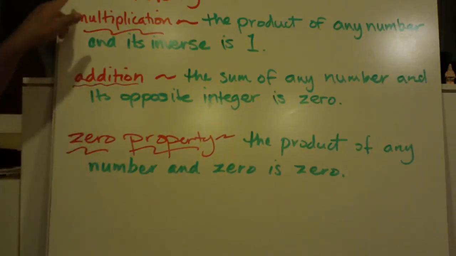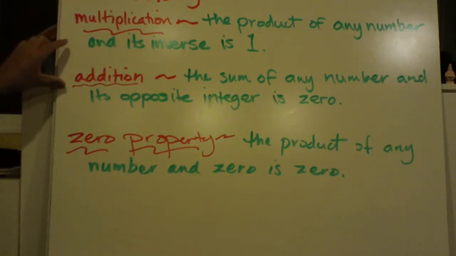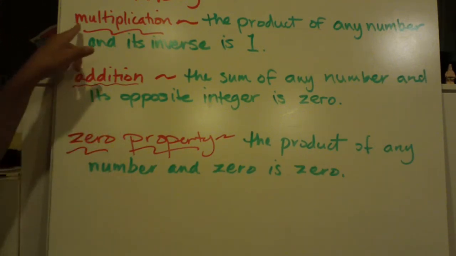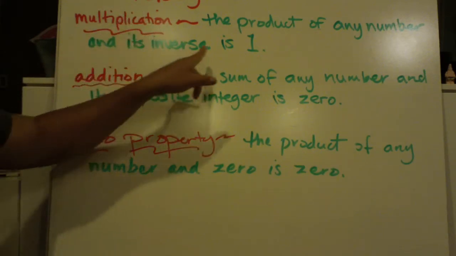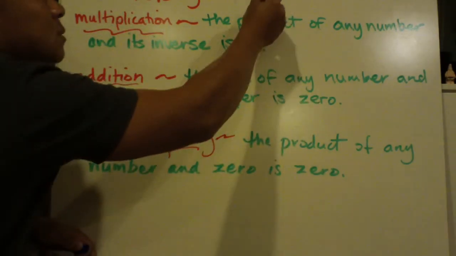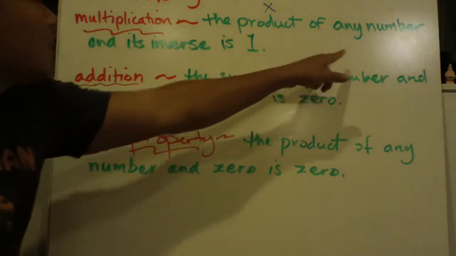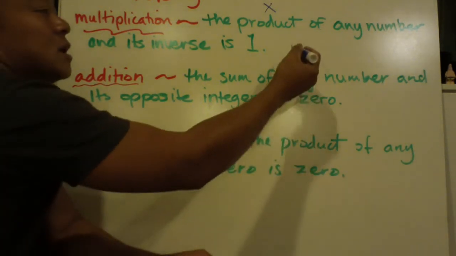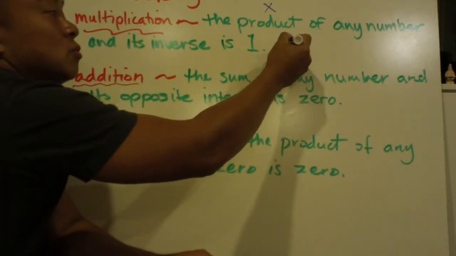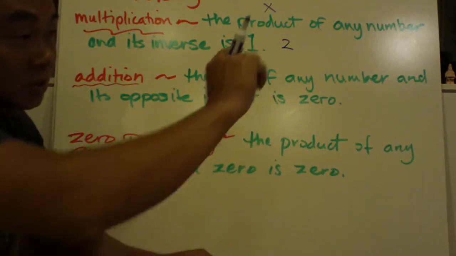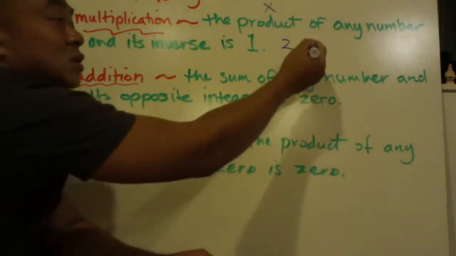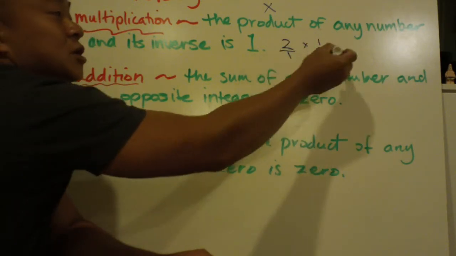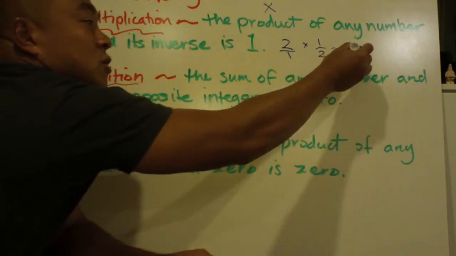Alright, now we got the inverse property, and again it also goes with multiplication and addition. You're going to notice that a lot of things deal with multiplication and addition. So here, the multiplication inverse property states that the product, and again, product means multiply, of any number and its inverse is 1. So let me give you an idea. So let's go with the product of, let's do 2. Now the inverse of 2, or the reciprocal of 2, is 1/2. So if I take 2 times 1/2, well, we need to change that to a fraction. That's equal to 2 over 2, which is equal to 1.